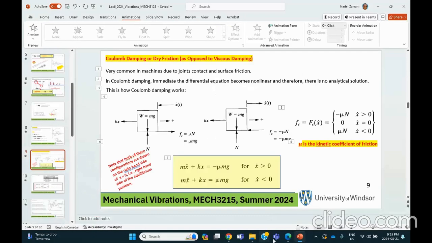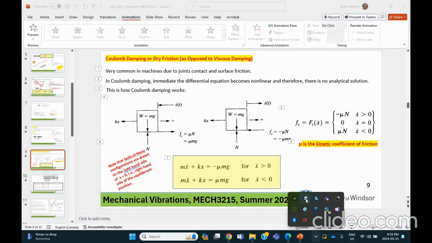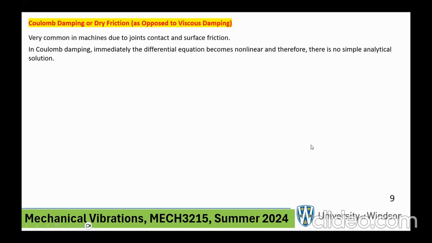And now we're going to start the concept of Coulomb damping. I would like to introduce you to the concept of Coulomb damping as opposed to what we have seen so far, which was called viscous damping. Now, this kind of Coulomb damping is more appropriate for situations where you have a friction contact, surface to surface, or dry friction.